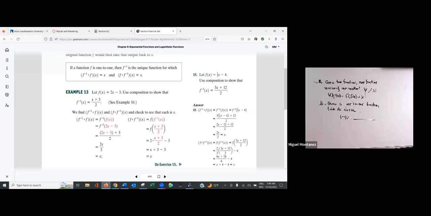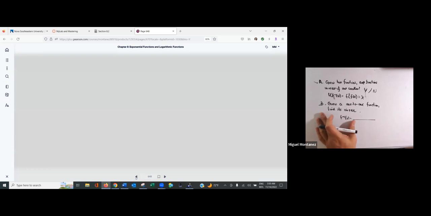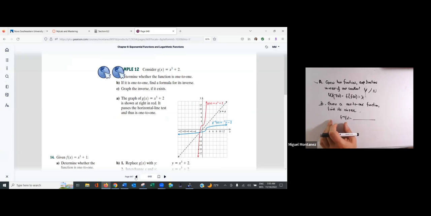For example, in the book, this is a type of problem where, given the two functions, we need to prove that the composite of the functions equals x. F inverse of f of x equals x. Likewise, f of f inverse of x equals x as well. For the second type of problem, how to find the inverse, we need to apply the process of finding the inverse, which is as follows.